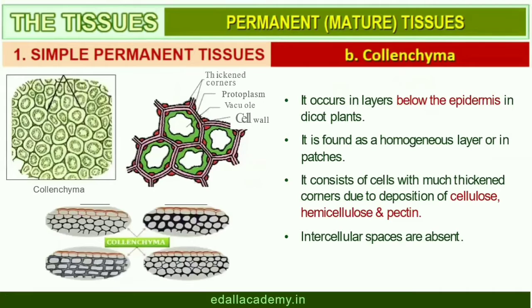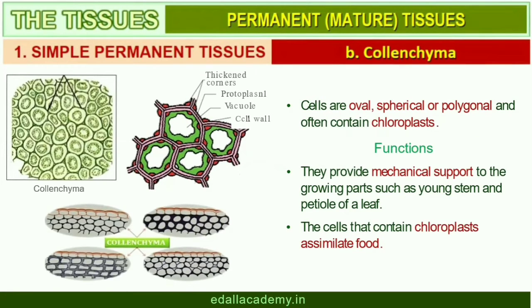The collenchyma occurs in layers below the epidermis in dicotyledonous plants. It is found either as a homogeneous layer or in patches. It consists of cells which are much thickened at the corners due to a deposition of cellulose, hemicellulose and pectin. Collenchymatous cells may be oval, spherical or polygonal and often contain chloroplasts. These cells assimilate food when they contain chloroplasts. Intercellular spaces are absent.